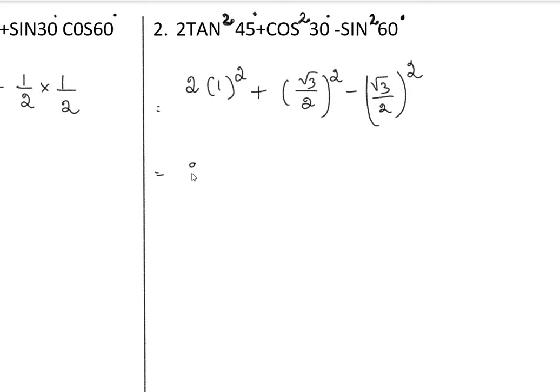So I will be getting in the next step 2 into 1 square is 1, so 2 1s are 2 plus root 3 into root 3 is 3 by 2, 3 by 2 into 2 is 4, minus root 3 square is again 3, 2 square is 4. I can cancel this plus 3 by 4 and minus 3 by 4 and I'll get the answer as 2. So the answer is 2. Do you understand these two questions? Shall we go to the next one? Let's listen to the third one.